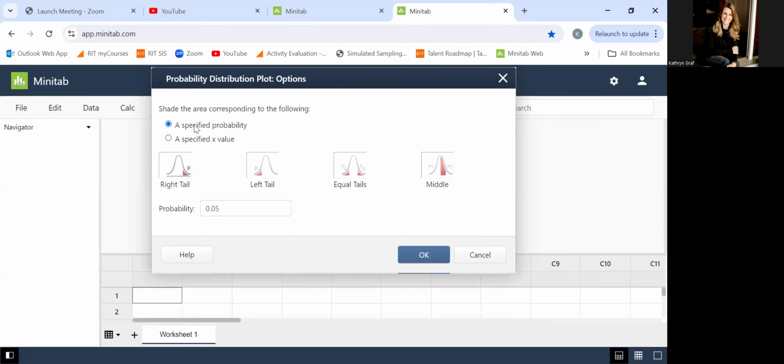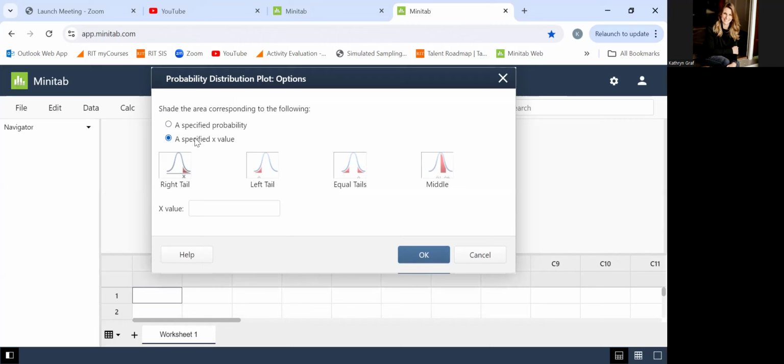Now, under my options, I need to tell Minitab if the shaded area represents a specific probability or a specific X value. If the shaded area corresponds to a specified probability, that means you have the probability, meaning you know the area under the curve and you're searching for that value. If you choose a specified X value, that means that you are finding the probability because you already have the corresponding value. Okay. So right now I'm going to find the probability.